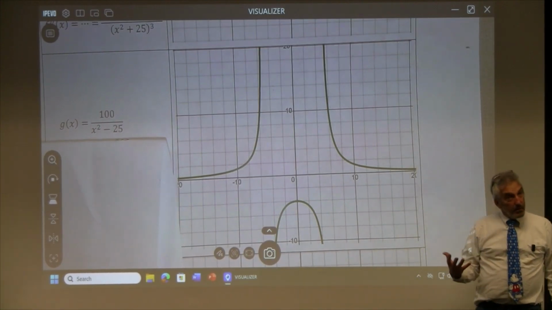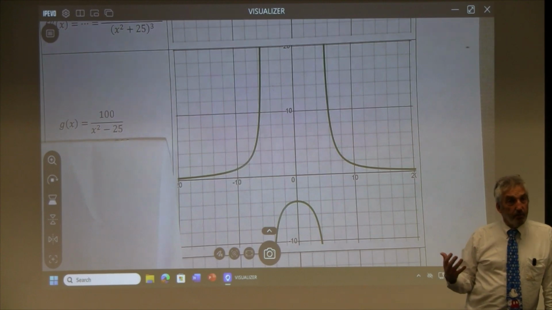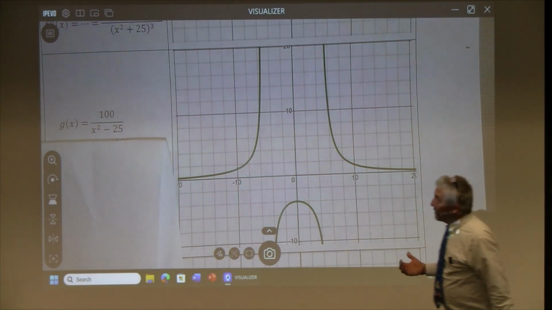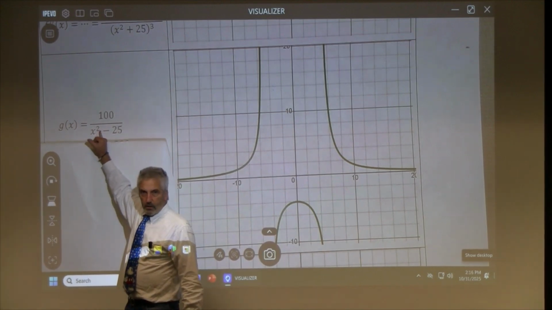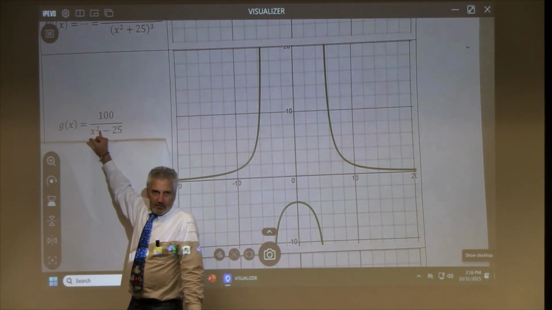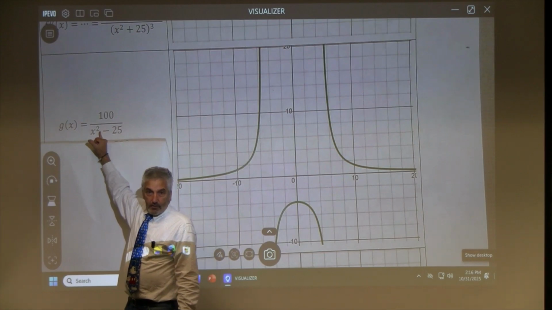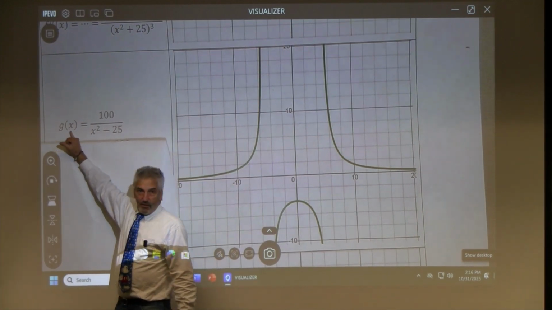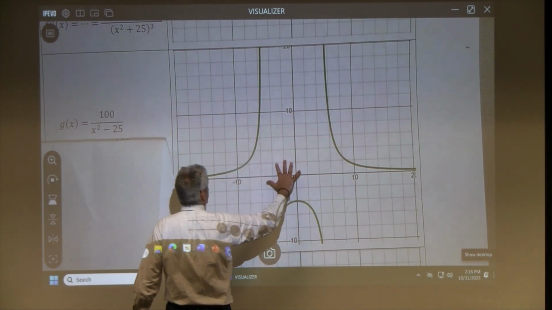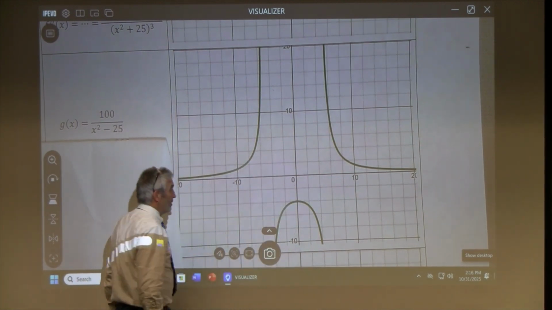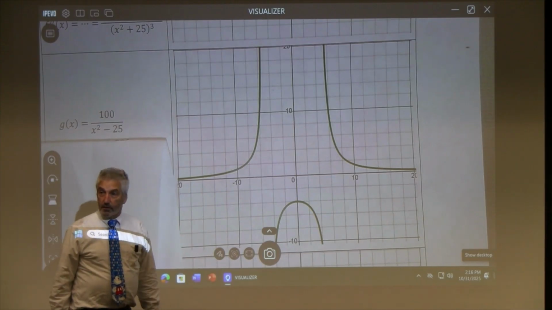What about symmetry? What happens when you replace x with minus x? Well, g of minus x would have minus x squared, but that's just the same as x squared. So the y values of g of minus x are the same as the y values of g of x. In other words, the left side is a mirror image of the right side. All sorts of cool stuff.